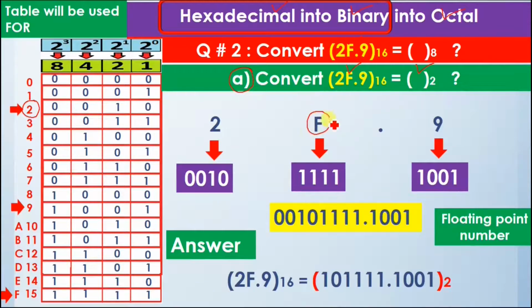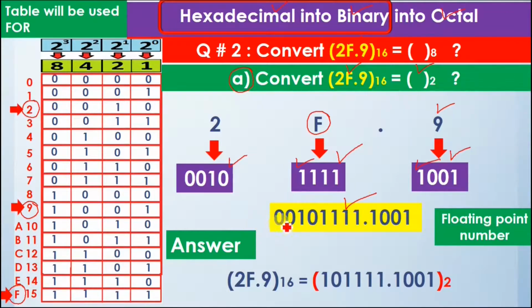Next we have the digit F, and we will go to the digit F in the table, and F is equal to 1111. So we write it here. Next we have the digit 9. So here is 9 in the table, and 9 is equal to 1001. So we write here 1001. Now we will combine this value and this value to calculate our final answer.